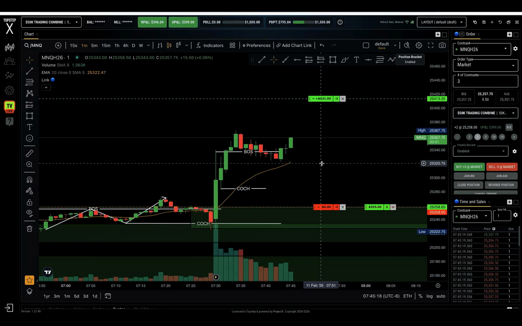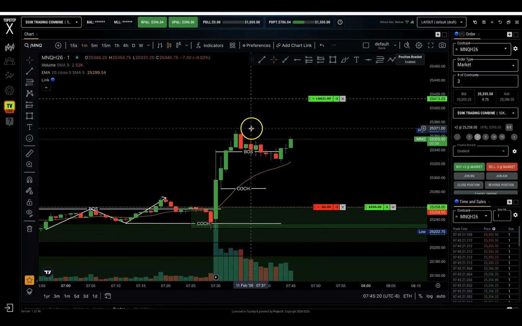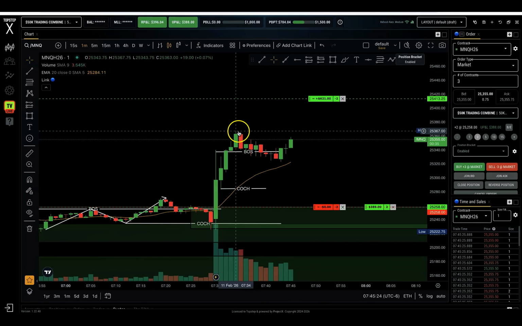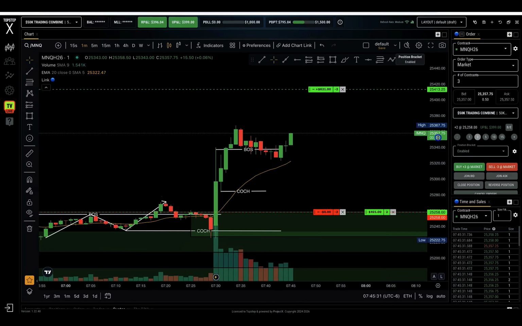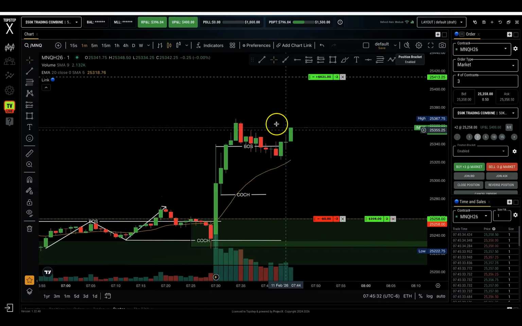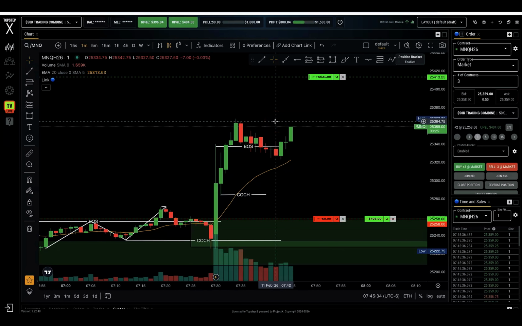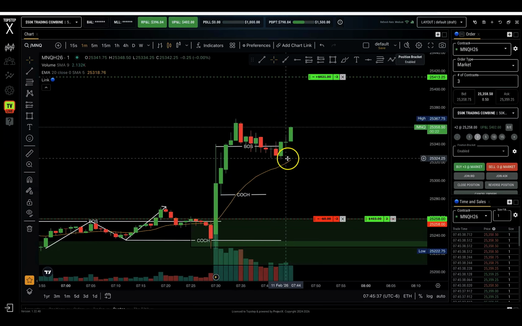If we pass this high, I'm gonna add on. I need a strong displacement candle to pass this high. I'm going to add on. My goal is to hit 1500, so I'm going to add on, because then this would be the new low, right? This would be our new low. And I'm just going to go for it.